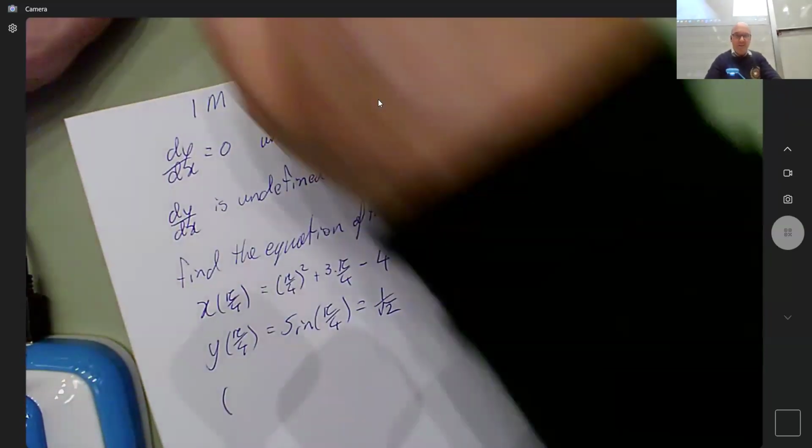Let's stop sharing there. I'm just going to add a new page and zoom in. When I want to do these things, sometimes I actually just get Excel. So I go 5 on 4 to the power 2 plus 3 times 5 on 4 minus 4. I'm going to call that number minus 1.027. And then 1 on root 2. So we know it goes through that point.